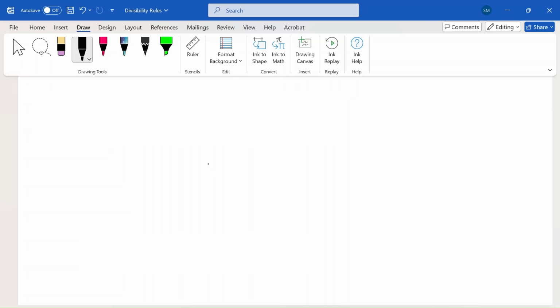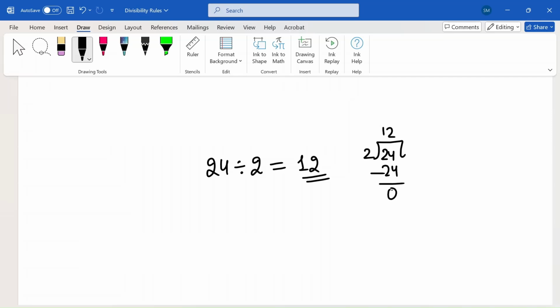So if we divide 24 by 2, what is the answer? What answer do we get? We get 12 without any remainder, right? 24 को अगर हम 2 से डिवाइड करते हैं तो हमारा आंसर आता है 12. 2 12s are 24 and the remainder is 0. It means that 24 is completely divisible by 2. मतलब 24 2 से exactly divide हो जाता है without leaving the remainder.